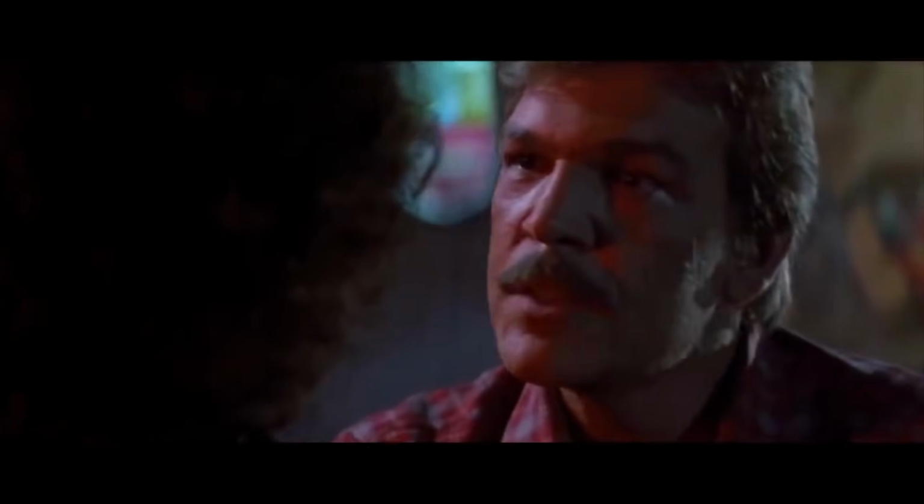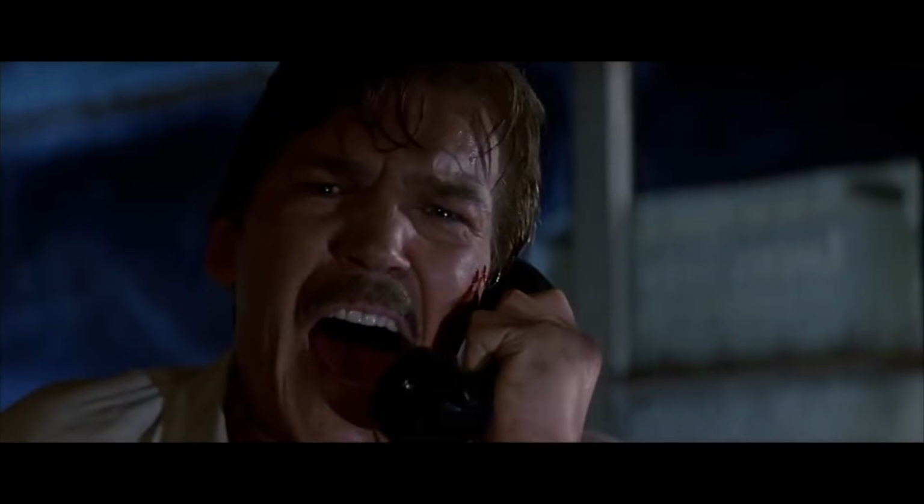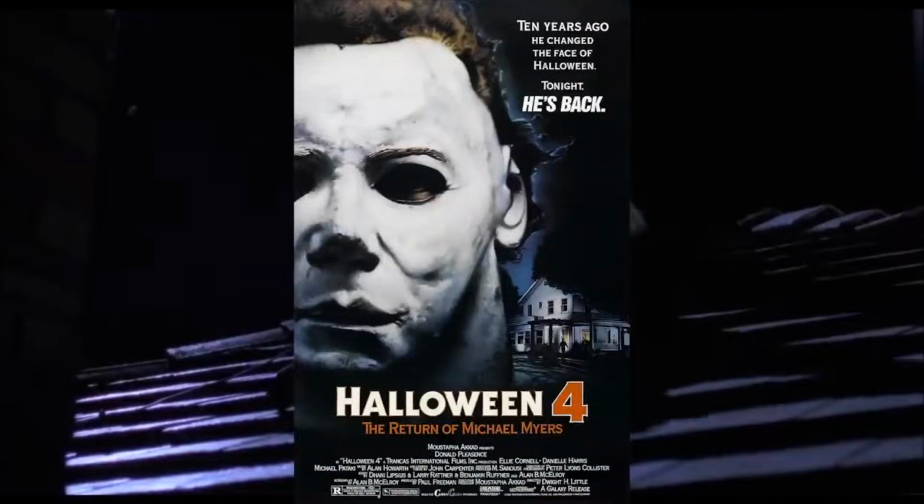This is the only film, so far I suppose, to exist in this timeline with none of its events referenced in any of the other later sequels. In fact, the fourth Halloween film, appropriately subtitled The Return of Michael Myers, acts as a sequel directly to Halloween 2, making Part 4 technically still part of the original timeline.